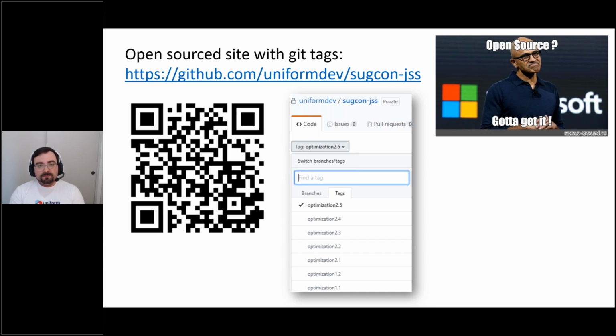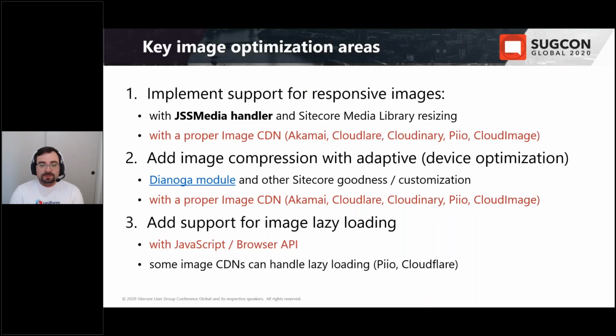But what I have prepped is an open source repo with different Git tags that you can then go through and follow this journey of optimization with me. So that's a QR code that will be traveling with us throughout the slides. So if you miss it, you can open this up a bit later. So the site is fully open source, so you can take a look.